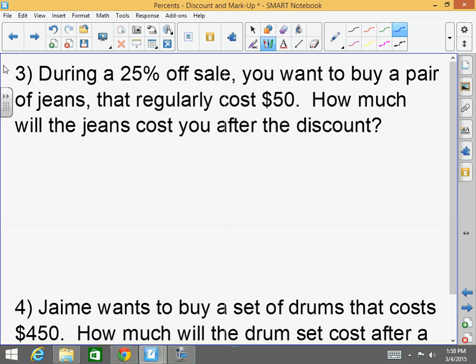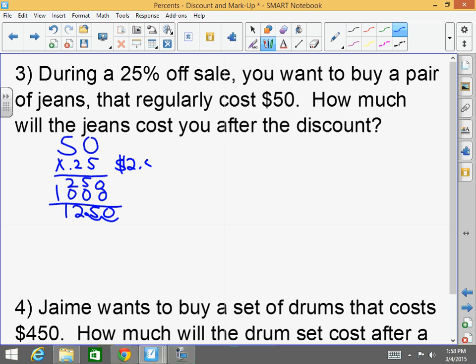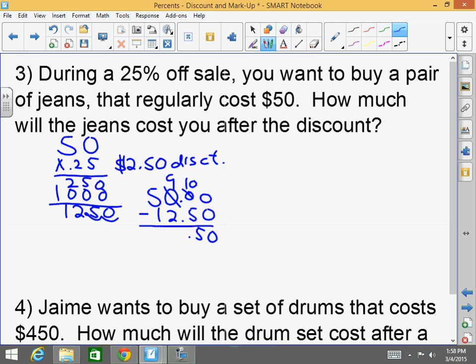Well, I've got $50 jeans times 0.25. 0.25, skip a space, 0.10, that's 12.50. So you're going to have a $12.50 discount. That's my discount. So how much am I going to pay? $50 minus 12.5. So this is 0.5, right? Because I make that a 10. So that's a 7. Borrow. $37.50 is what you will end up paying after a 25% discount.